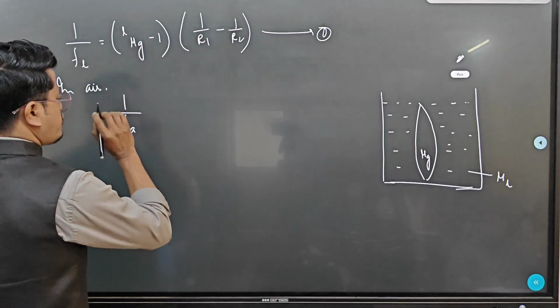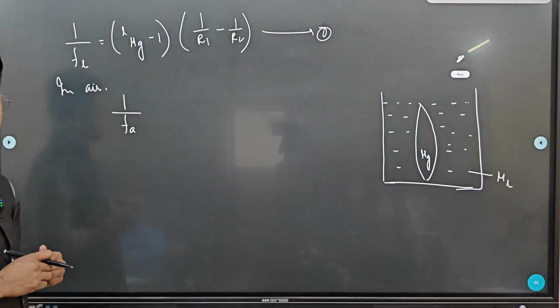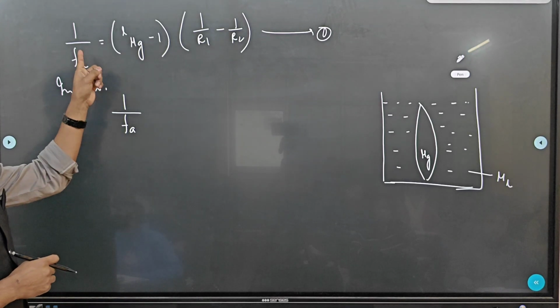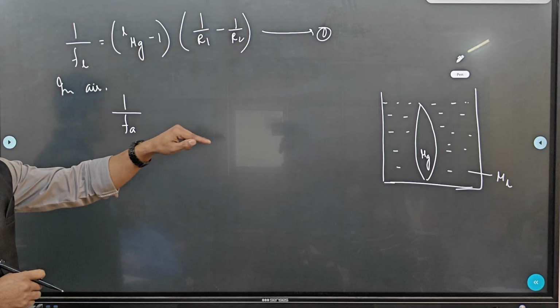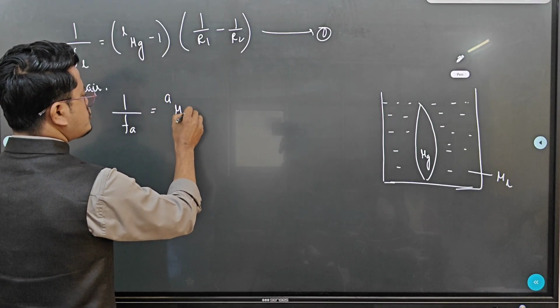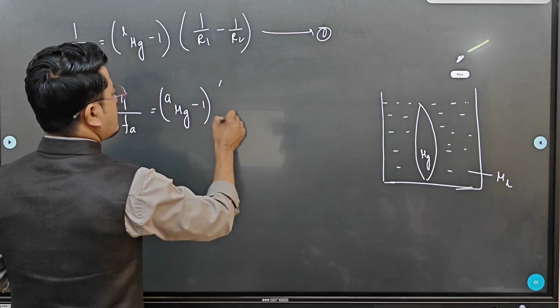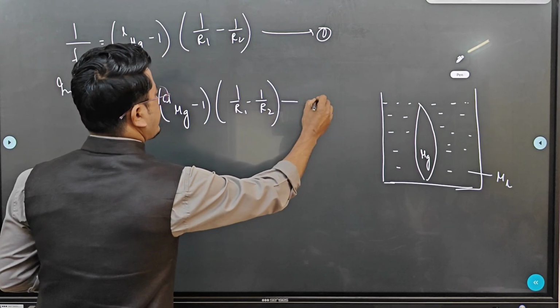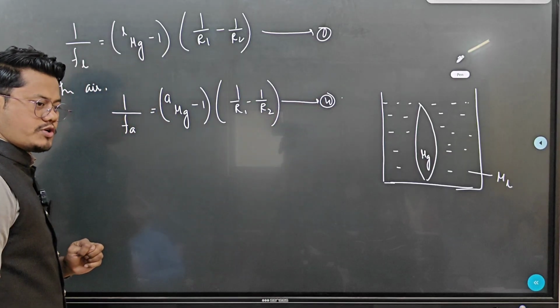Let me assume the focal length to be FA in this case. Got it? This is the focal length of the lens in air. This is the focal length of the lens inside the liquid. So here can I write aμg minus 1, times 1 by R1 minus 1 by R2? Can I write like this? This is equation number 2, right?